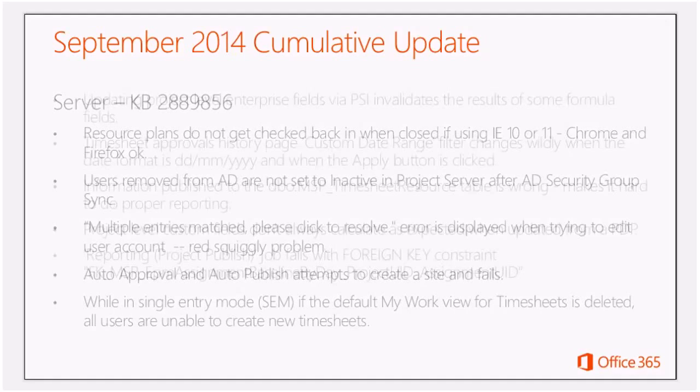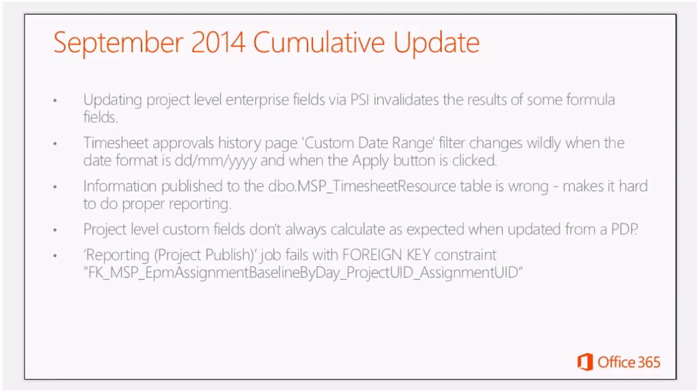Updating project level enterprise resources via the PSI invalidates the results of some formula fields. Okay, sounds interesting. What's really unique about this is that in order to run into this problem, you had to have updated and upgraded all the way from Project Server 2003. And when you had 2003, you had to have defined certain enterprise custom project fields. So all of those things combined, what would happen here is that you would update through PSI.